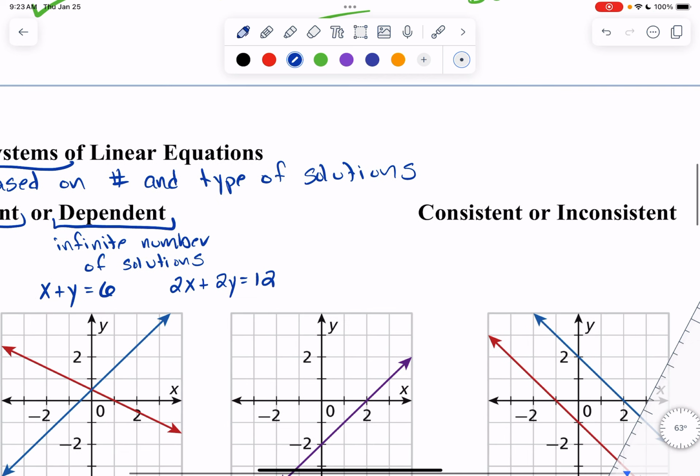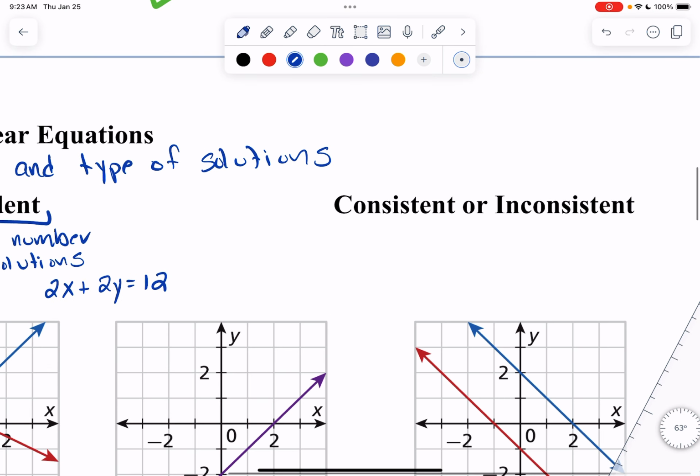Okay. We can also classify a system as consistent or inconsistent. A consistent system has at least one solution.